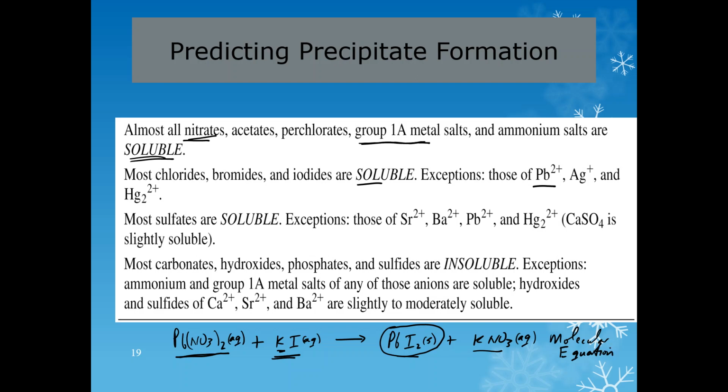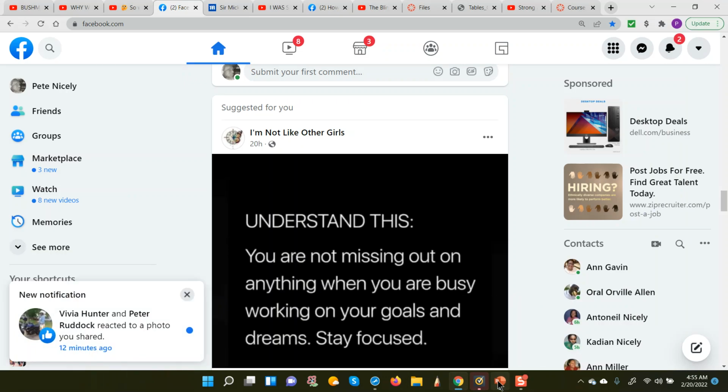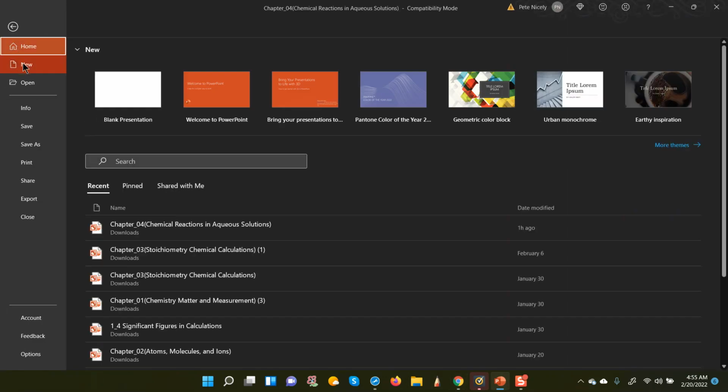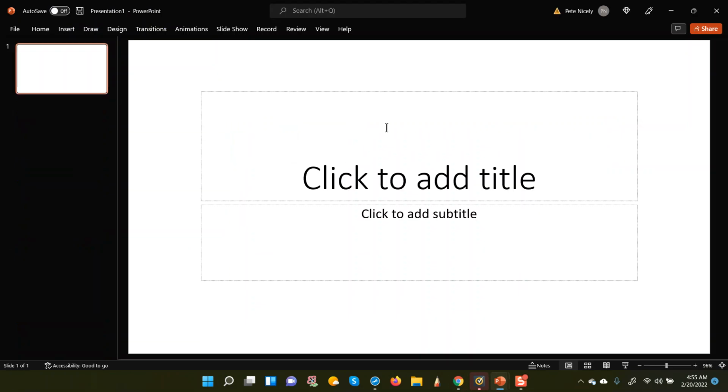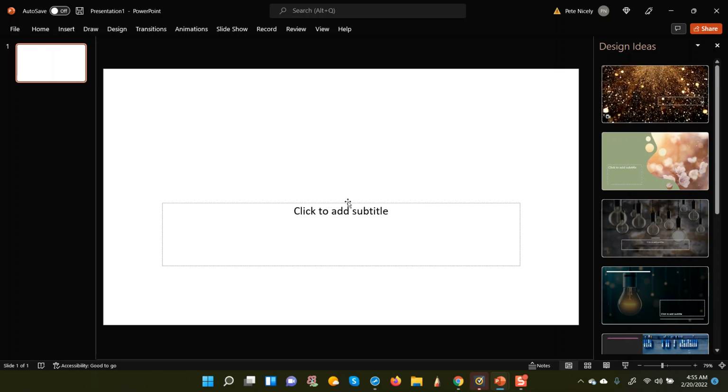So what we're going to look at now is how do we determine the net ionic equation based on this molecular equation. So let me create a new PowerPoint document so that I can have something to work with, so as to show you how to get the net ionic equation from a precipitation reaction. All right. So again, I'm going to rewrite the equation for the reaction between lead 2 nitrate and potassium iodide.